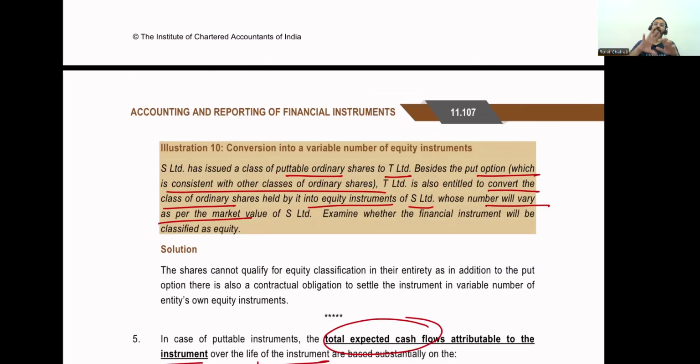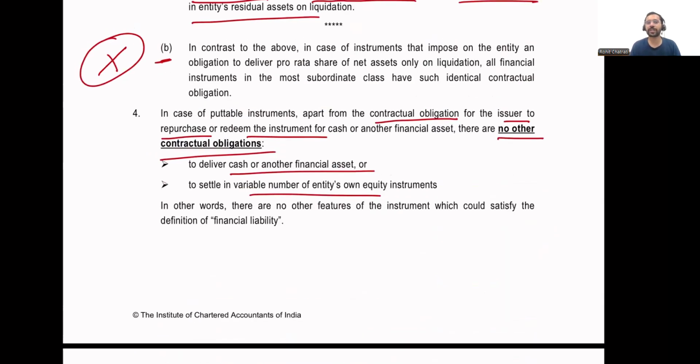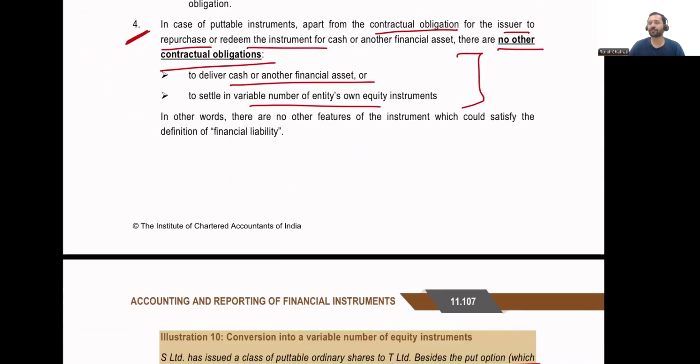Apart from this put option, it also has another option where T Limited can convert these ordinary shares into a variable number of equity shares, whose number will vary based on the market value of S Limited. So S Limited may have an obligation to deliver a variable number of equity shares in future. Obviously an obligation to issue a variable number of equity shares is a characteristic of a liability, and condition number 4 states that other than the put option there cannot be any other characteristic of a liability, and condition 4 is breached.